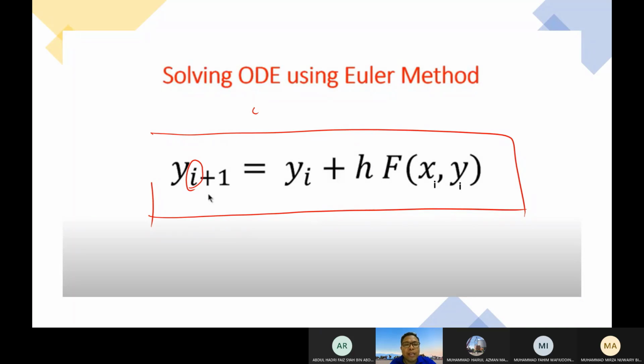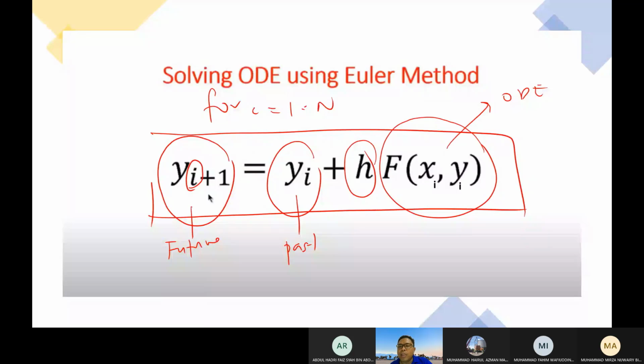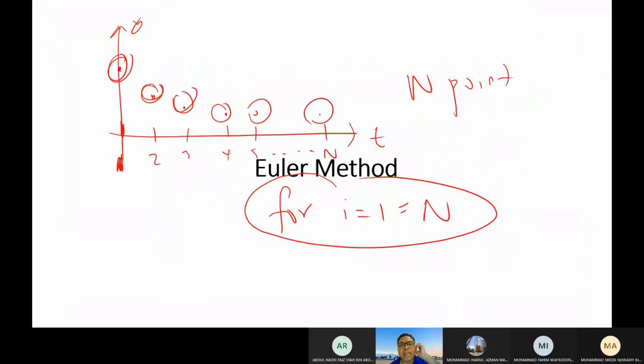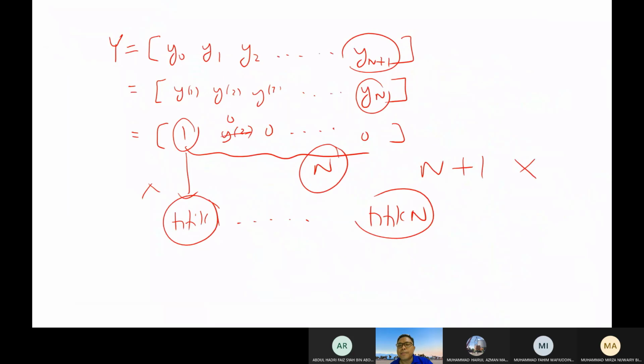Nampak ni? That's why you ada i tadi. Daripada 1 sampai N, ada for loops. You nak dapatkan future value of your Y, bergantung kepada you punya past value ataupun previous lah. Dan you kena ada step size, dan you ada you punya ODE function. Okay, ODE function adalah dy over dx lah. Cuma dalam problem ni, you tak gunakan dy dx, you gunakan dy over dt. Mana tadi? Ni. Dy over dt. So kalau dy over dt, cuma tukar ni je lah.